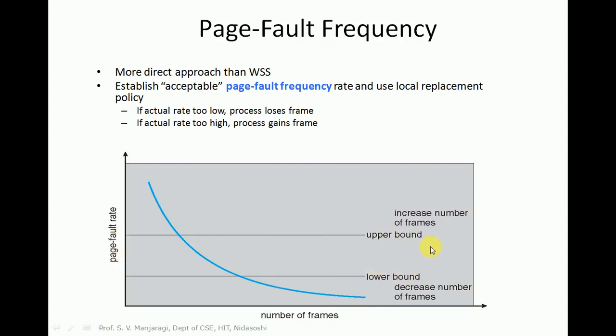If the page fault rate is low, the process is going to lose a frame; it is not going to get a frame here. And if the page fault rate is too high, then the process gains a frame. That is shown in the graph here. So this is the end of virtual memory management.